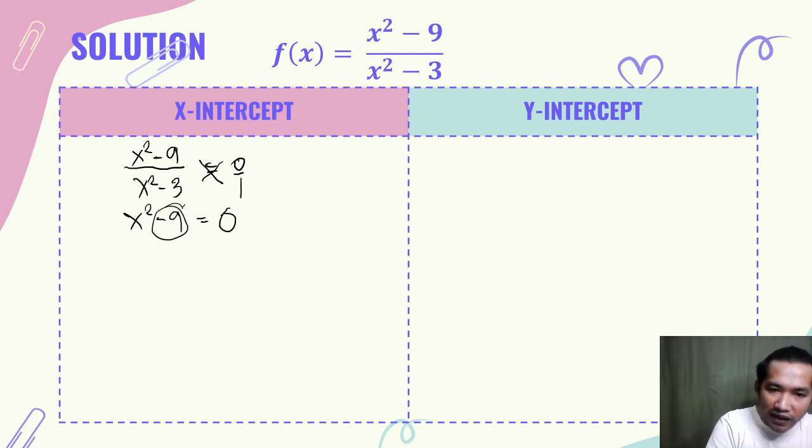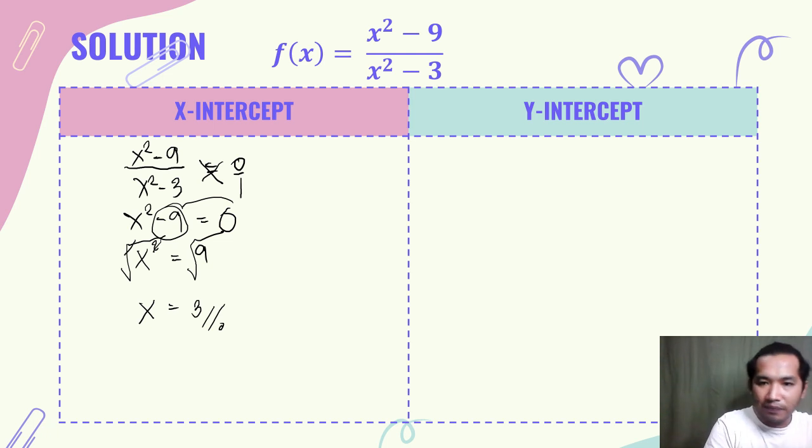We will transpose negative 9 to the other side of the equation. We will have a value of x² equal to 9. For us to have the value of x, we will square root both sides, square root cancels, and we have the value of x. Then the square root of 9 is equal to 3, and that is our x-intercept.